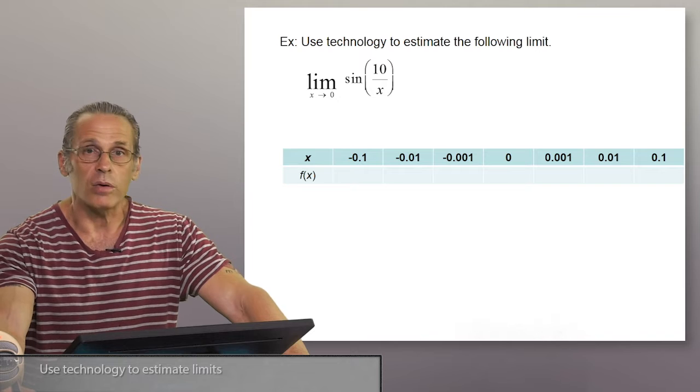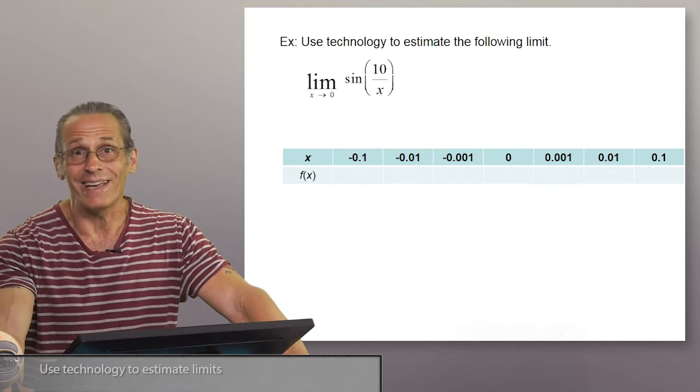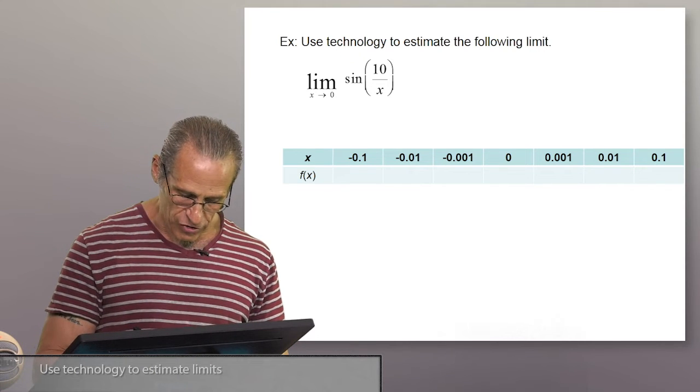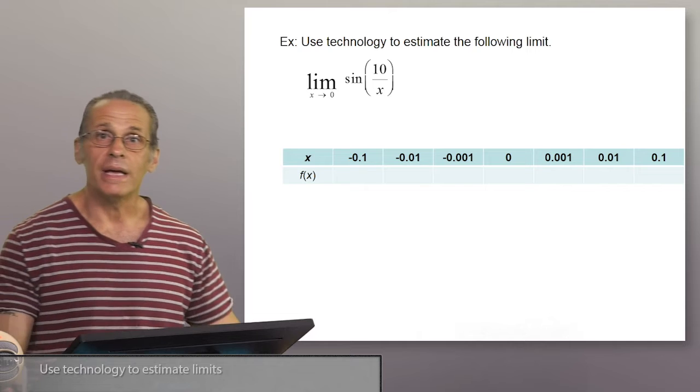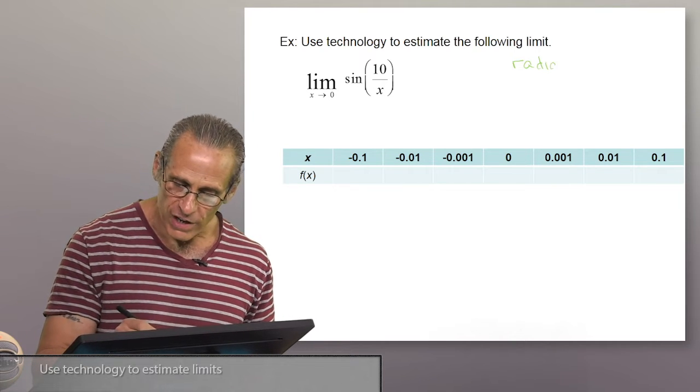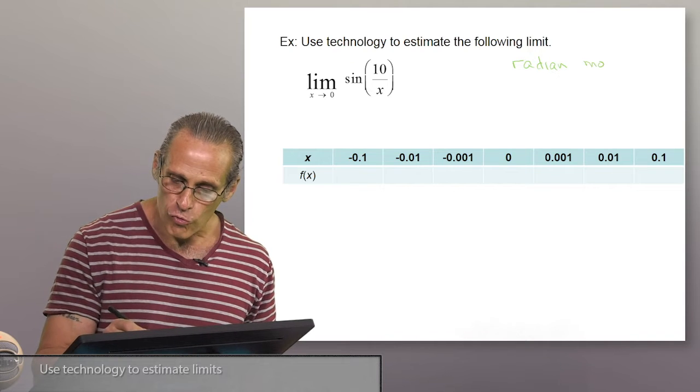Same exact scenario. We have the limit as x approaches a number, in this case 0, of a function, in this case the sine of 10 over x. So again, I'm going to use the table feature. Again, I'm going to put the function into y1. But here I just want to pause and say, make sure you're in what? You're in radian mode.